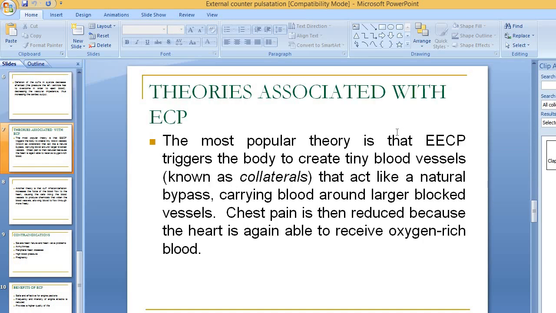Some theories are associated with ECP that you should know. The most popular theory is that ECP triggers the body to create tiny blood vessels that act like a natural bypass, carrying blood around larger blocked vessels. The chest pain is then reduced because the heart is again able to receive oxygen-rich blood.